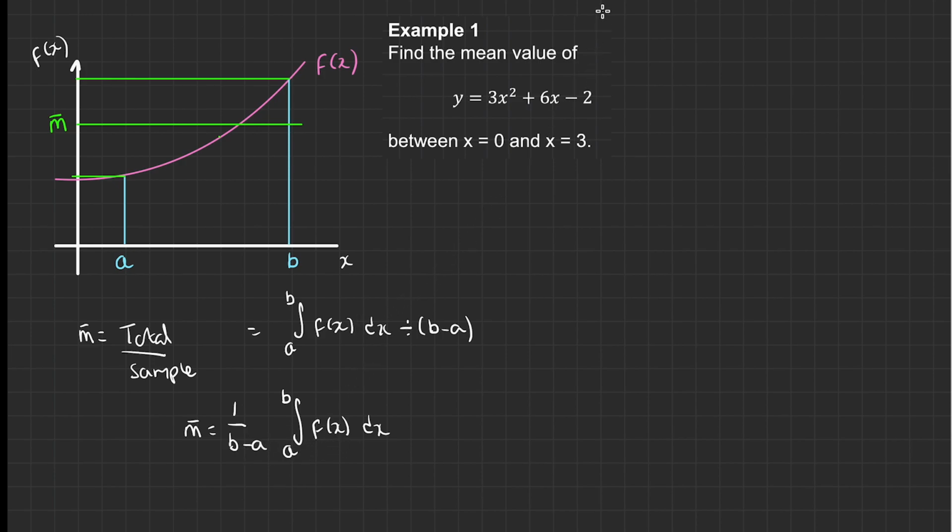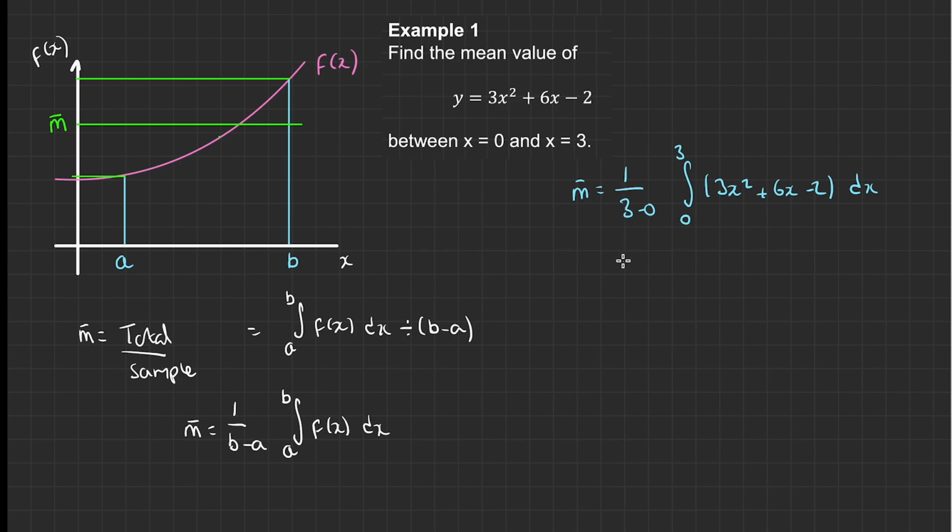Okay, so for example 1, we've been asked to work out the mean value of this function between x equals 0 and 3. So m hat will be equal to 1 over 3 take away 0, times the integral of the limits between 0 to 3 of 3x squared plus 6x minus 2, integrated with respect to x.